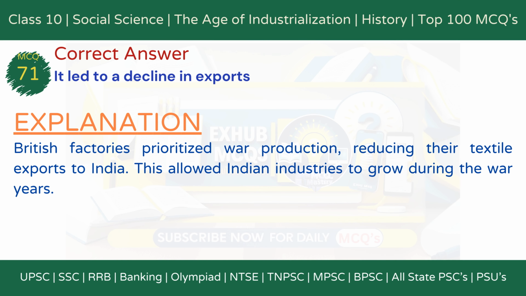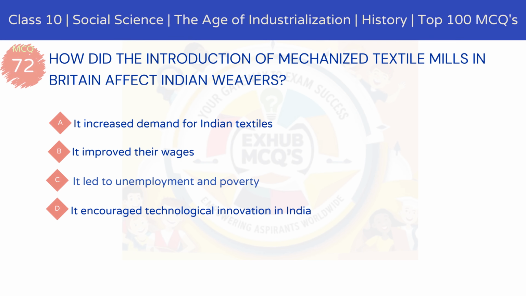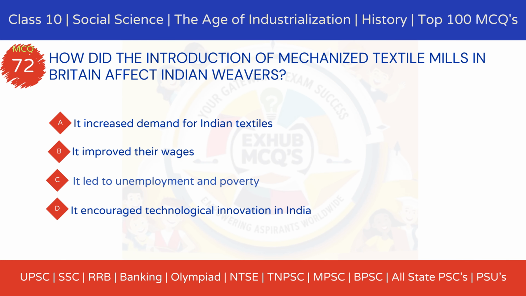The correct answer is option B. It led to a decline in exports. Explanation: British factories prioritized war production, reducing their textile exports to India. This allowed Indian industries to grow during the war years. MCQ 72. How did the introduction of mechanized textile mills in Britain affect Indian weavers?